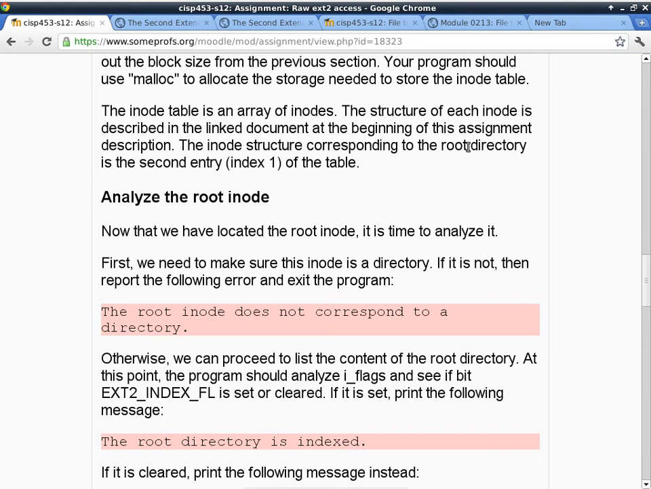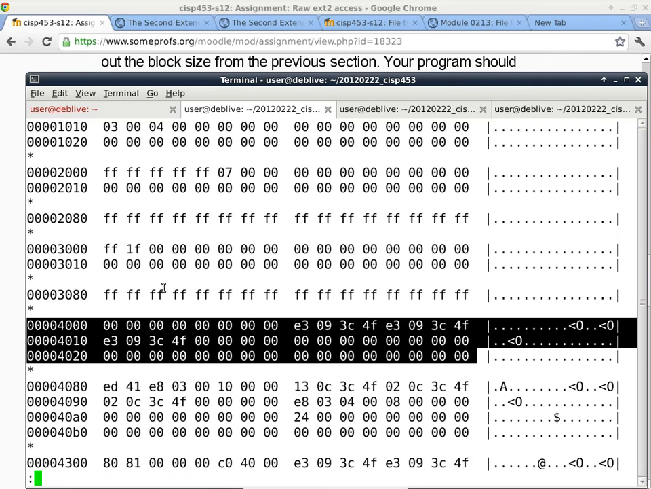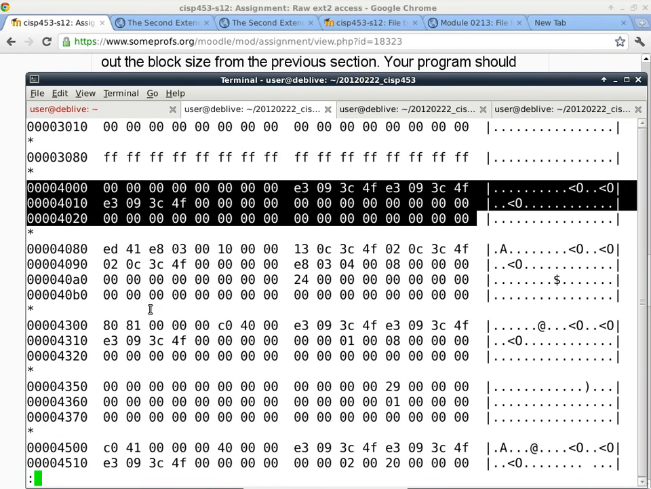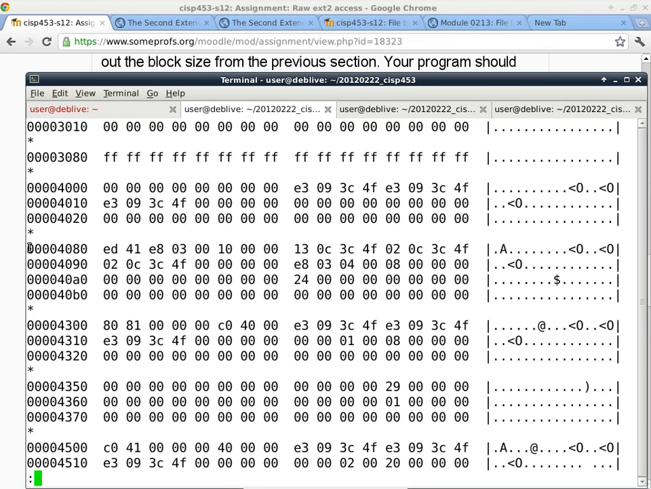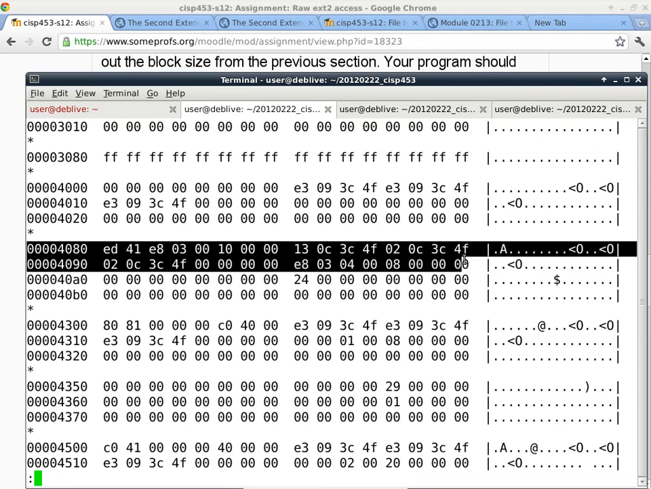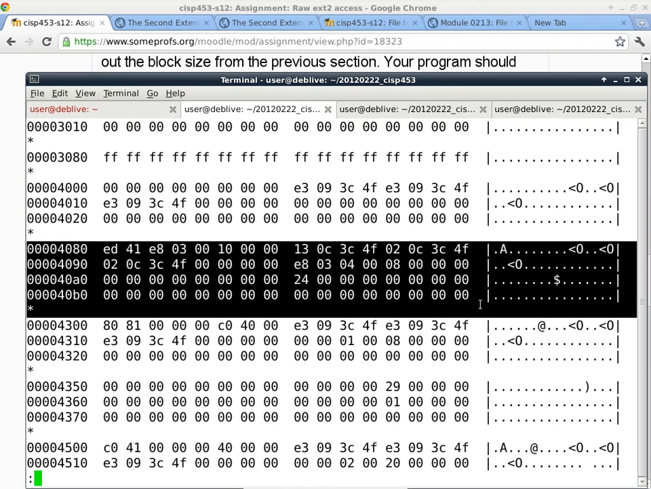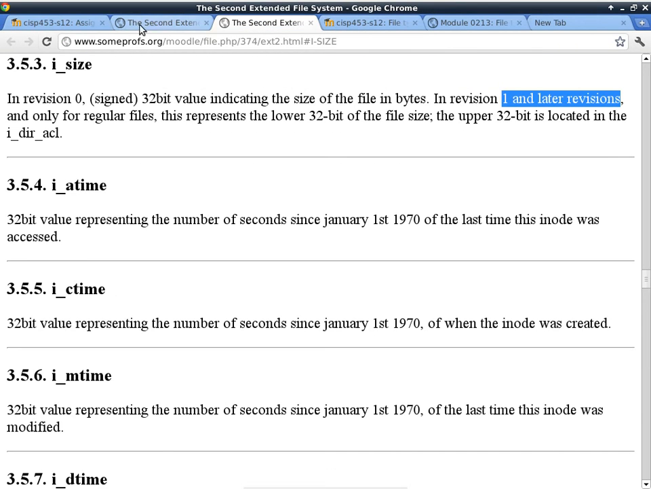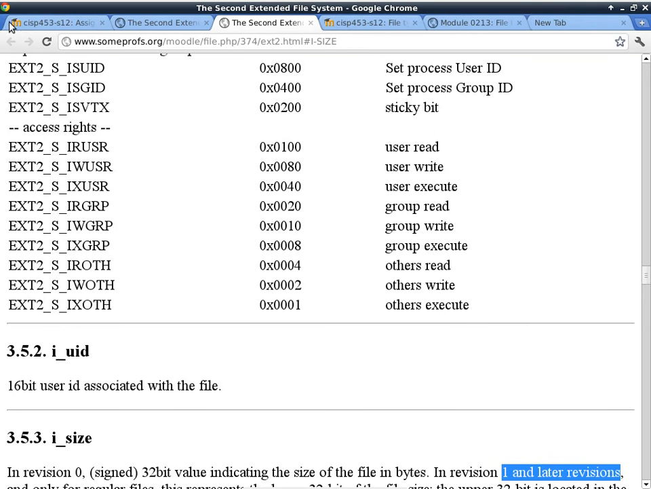The inode structure corresponding to the root directory is the second entry, not the first. In the dump here, I have just highlighted the first one. It's not the first one that is the root directory. It's actually the second one that is the root directory. So we are looking at 8 all the way up to here. This is the entry that we are actually interested in. Yep. So what does the first one denote? The root inode. That's inode 0, right? I don't know for sure.